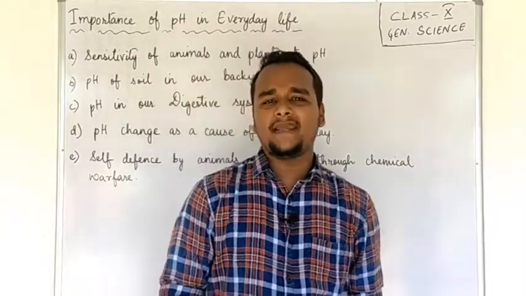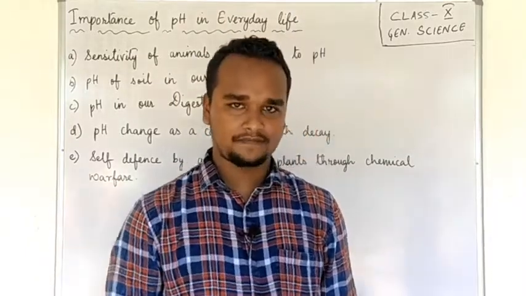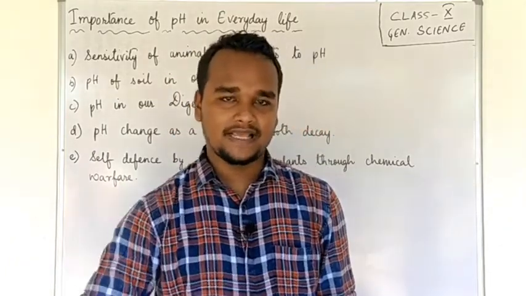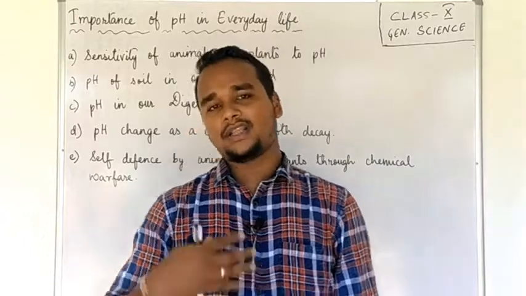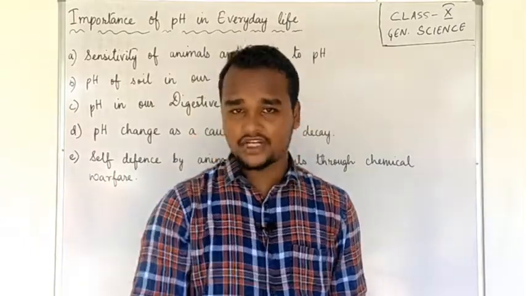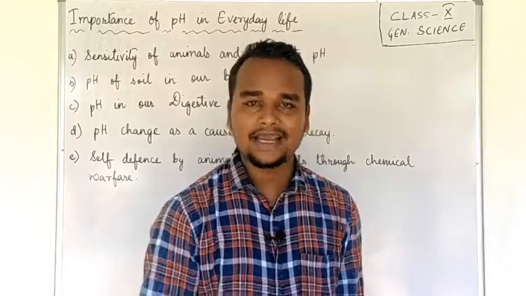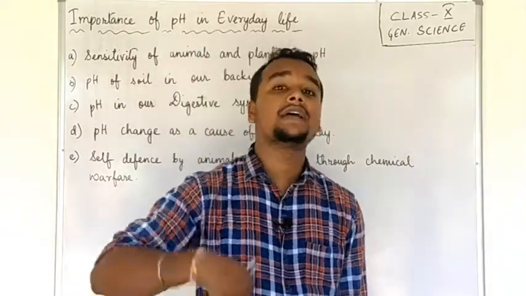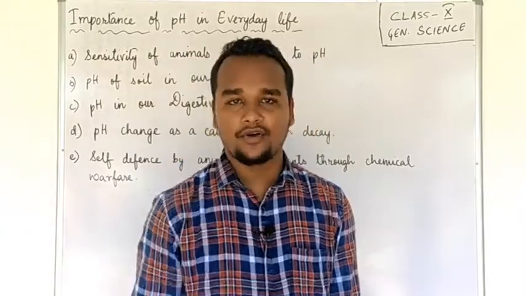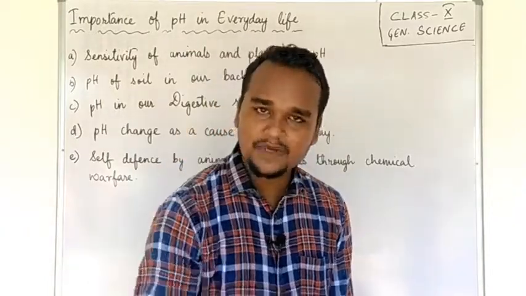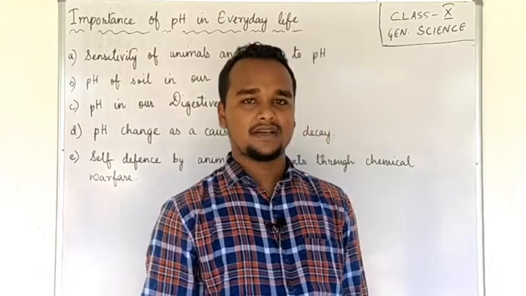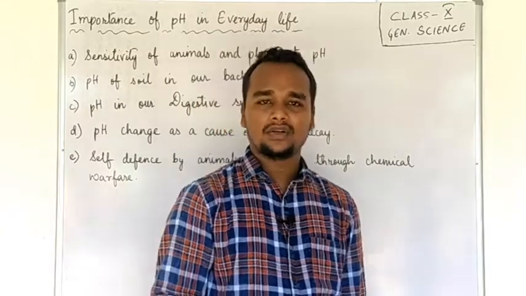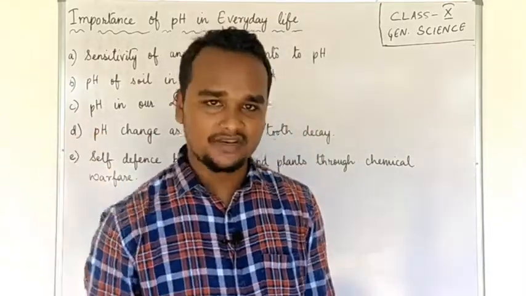So basically, what is the factor on which the acidic strength and the basic strength depend? The acidic strength will depend on the number or concentration of H plus ions, and the strength of the base will depend on the concentration of OH minus ions. So it is this H plus and OH minus only that determines whether a substance is going to be a strongly acidic one or a strongly basic one.